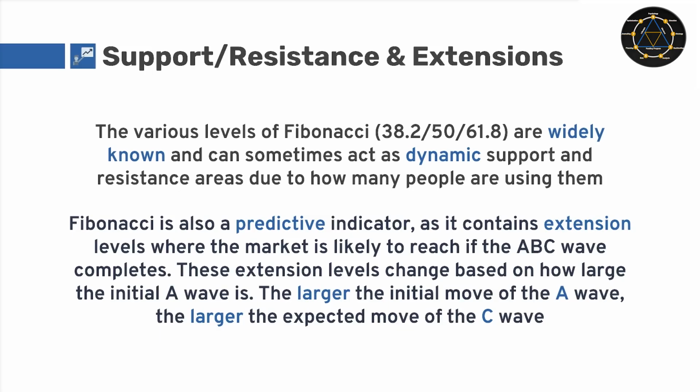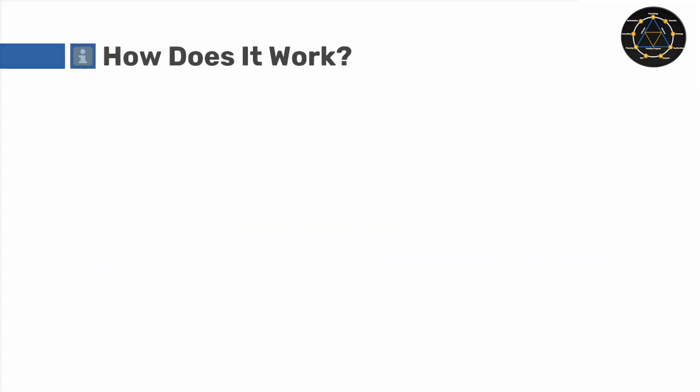So these are the different ways we can use it. There are support and resistance, and also as a predictive indicator for the extension, which in a way is also support and resistance, because it's somewhere you may look to take profit, somewhere the market could bounce from, especially when in confluence with something else. So how does it work then in basic form?